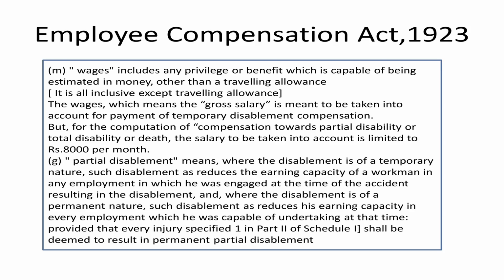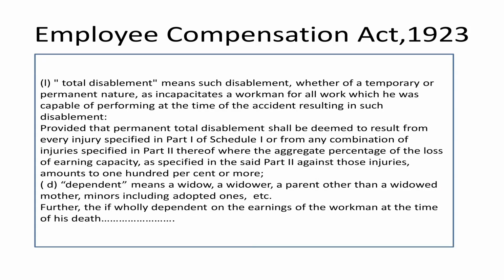Then total disablement. It means that he is a totally incapacitated person from all work which he was capable of performing at the time of the accident resulting in such disablement. In case of total disablement, it should be deemed to result from injuries specified in Part 1 of Schedule 1, or from any combination of injuries in Part 2 where the aggregate percentage of loss of earning capacity is 100% or more, then it amounts to total disablement.